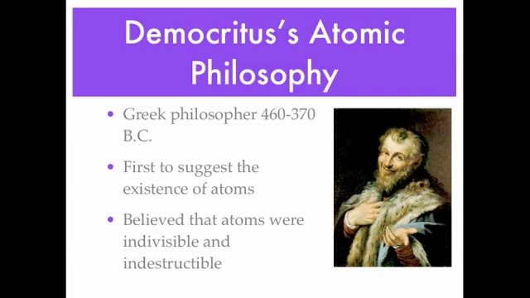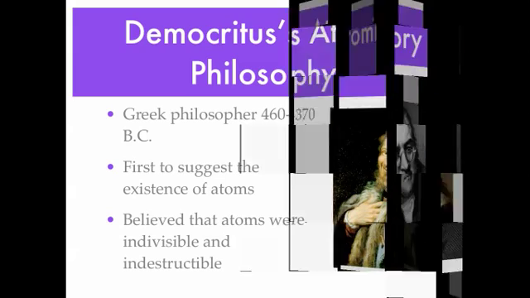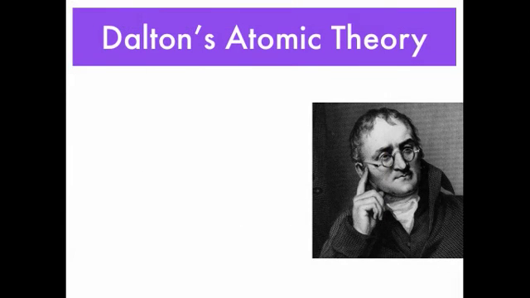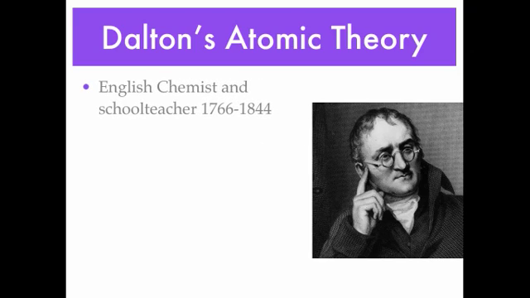The Greeks at the time, and him, believed that atoms were indivisible. You couldn't break them down any farther. That was the smallest thing you could go, and they were indestructible. If you keep dividing things in half and in half and in half, eventually you get to the smallest thing, and that's an atom. Their belief was that you couldn't get any smaller than that, and that idea stuck around until the 1800s.